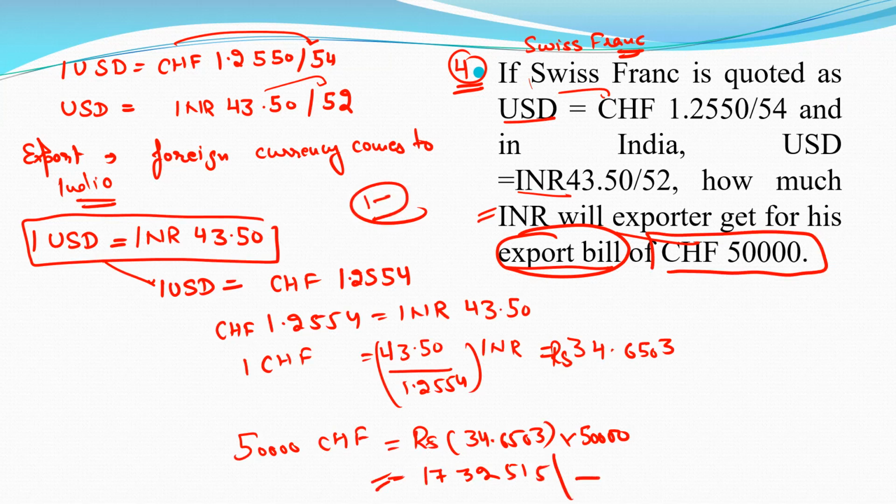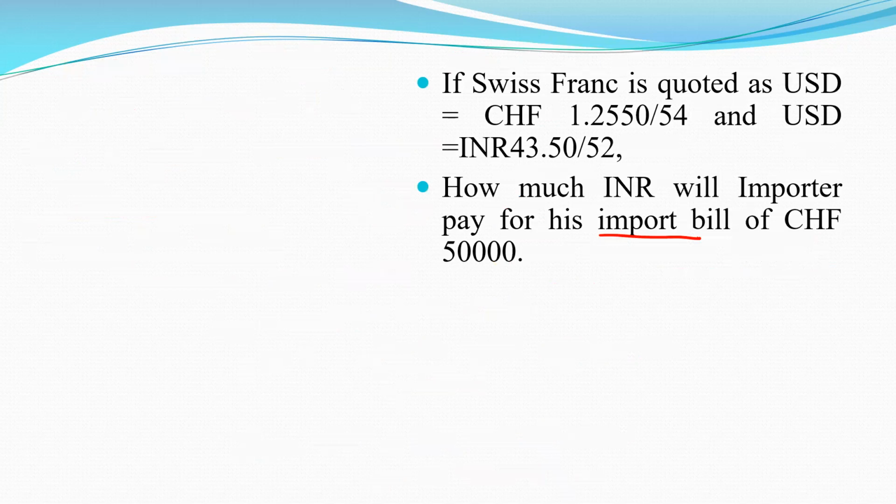Now move to the next question. It is a similar question, so I request all of you to please try to solve this question also. There is no difficulty here. Basically only one word is changed, import bill instead of export bill. It means we are receiving goods and we have to send foreign currency.